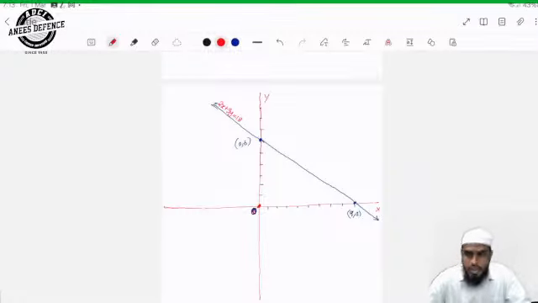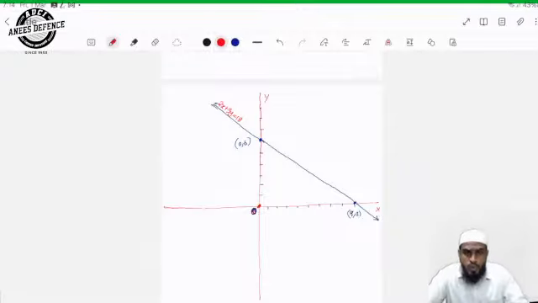The region which contains the origin, that is, the point 0 comma 0, we call the origin side. The other side is the non-origin side.